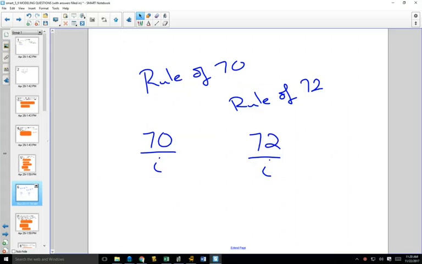So if you got an interest rate of 6%, well, 72 divided by 6 is 12. It would take about 12 years for your investment to double. If you got a 10% interest rate, I would use this one, 70 divided by 10 is 7, it would take approximately 7 years for it to double.